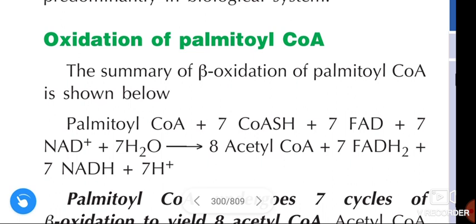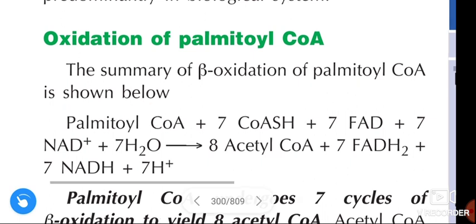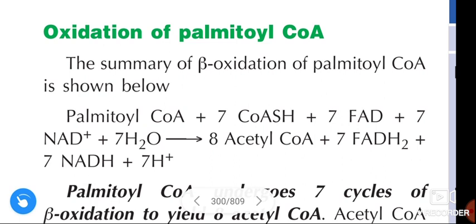In this video we are going to learn about the oxidation of palmitoyl-CoA. The summary of beta oxidation of palmitoyl-CoA is shown below. Palmitoyl-CoA plus 7 coenzyme A, 7 FAD, 7 NAD plus, 7 H2O gives rise to 8 acetyl-CoA, 7 FADH2, 7 NADH plus 7 H plus. This is the complete beta oxidation of palmitoyl-CoA.